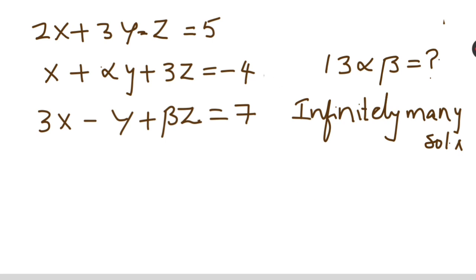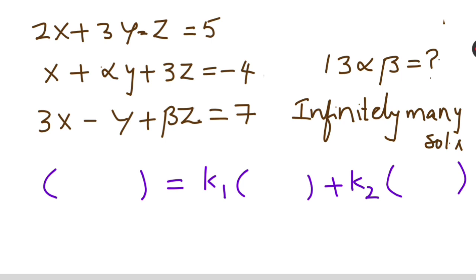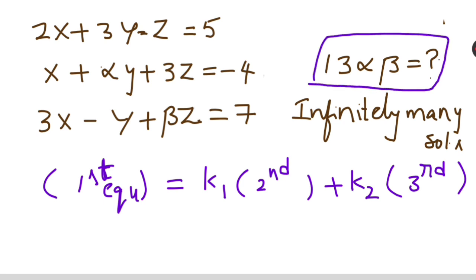A system of linear equations is said to have infinitely many solutions when the equations are dependent. That means at least one equation can be expressed as a linear combination of the others. So if we have infinitely many solutions, we can write the first equation as k1 times the second equation plus k2 times the third equation. Using this condition, I am going to find k1, k2, alpha and beta values. Then we can substitute in 13 alpha beta and find this value easily.